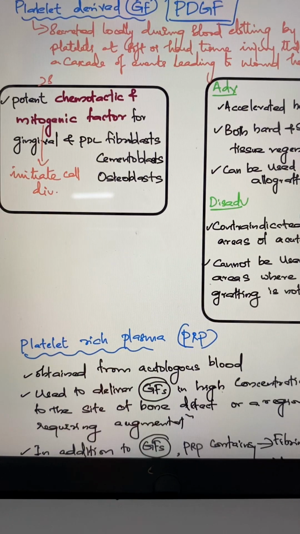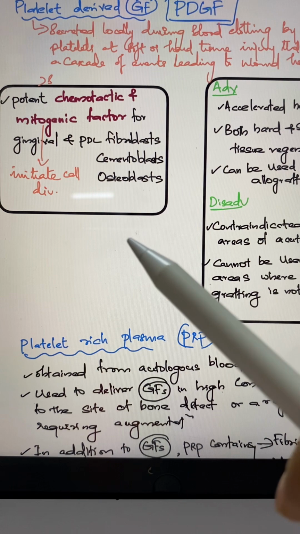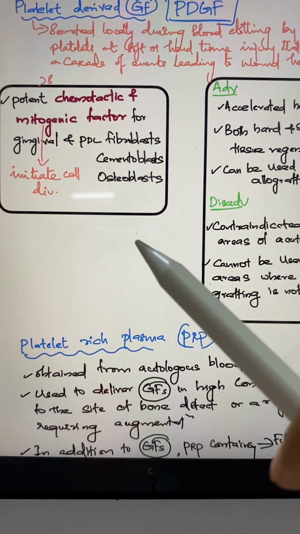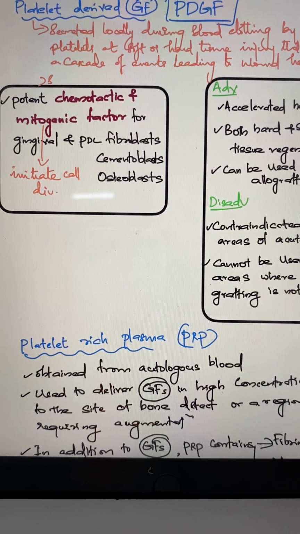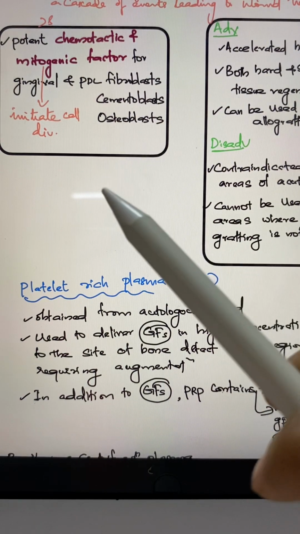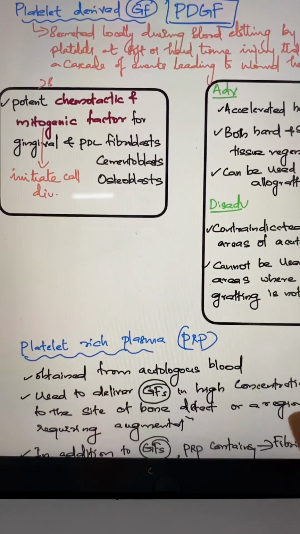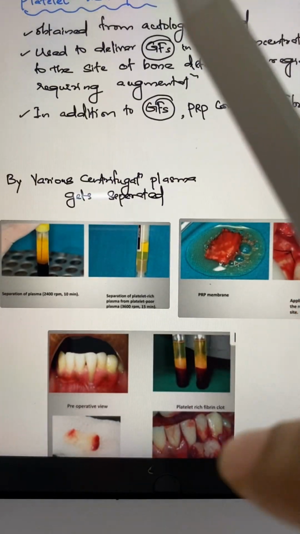The advantage is that we take it from the blood, where platelets are present, so it accelerates healing and helps in hard and soft tissue regeneration. The disadvantage is that we cannot use it if there is any acute infection. So that is platelet derived growth factor. Another is platelet rich plasma.